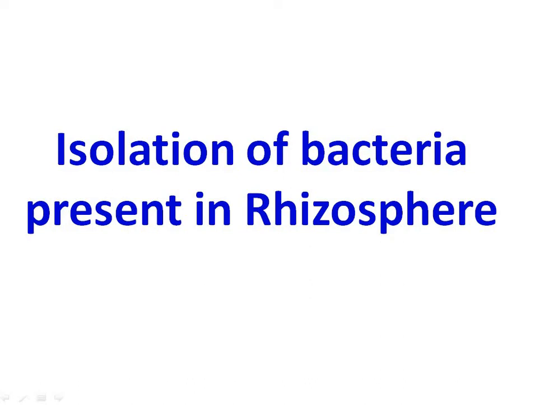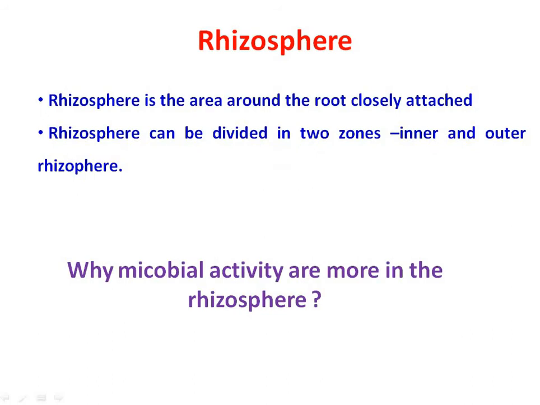Hello students, today we will see how isolation of bacteria present in the rhizosphere can be done. So rhizosphere is the area around the root, closely attached. In 1904, a famous scientist, Hiltner, for the first time coined the term rhizosphere to denote the area of intense microbiological activity that extends several millimeters from the root system of the growing plant.